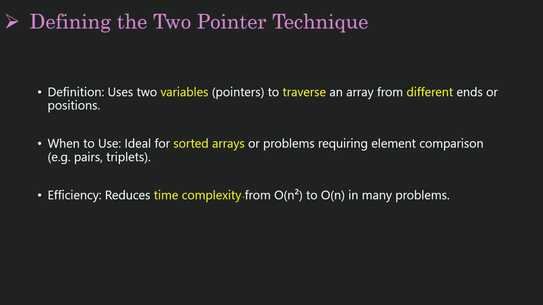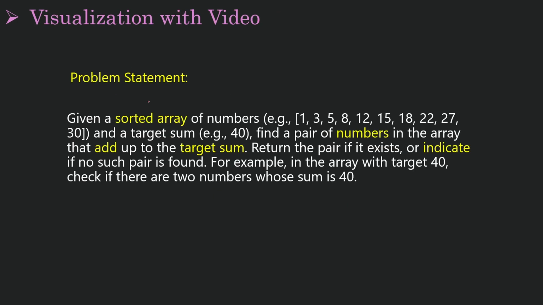The two-pointer technique uses two pointers. Think of them as two variables, or markers, that traverse an array to solve a problem. It's especially useful for sorted arrays or when you need to compare elements efficiently. It reduces time complexity from O(n^2) to O(n) in many problems. To give you a clear picture of how it works, let's start with a visualization of the technique applied to a classic problem, finding two numbers in a sorted array that add up to a target sum.